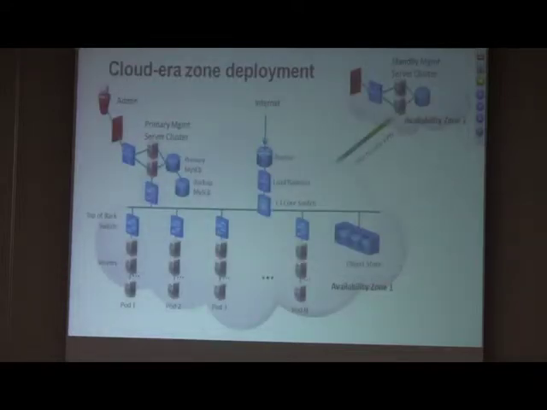In the cloud-style zone deployment in CloudStack, there will be multiple availability zones, and you will duplicate CloudStack onto a different availability zone. So when one availability zone goes down, you can pick up the management server in the standby zone to pick up the traffic.